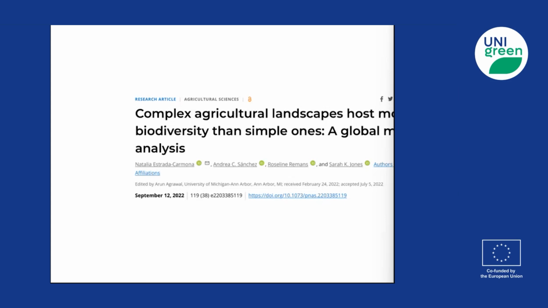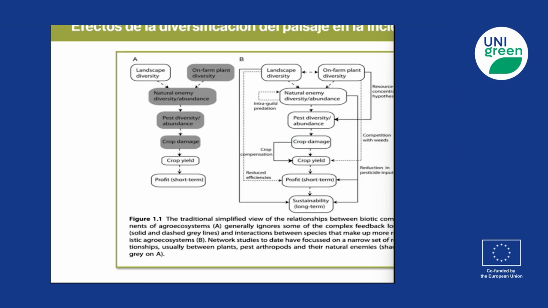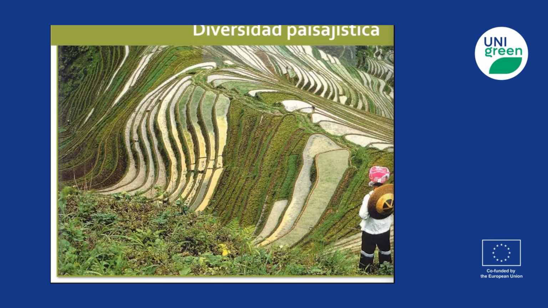This is a meta-analysis that is very important. And also the influence of the landscape on the natural enemies community. So you have landscape and on-farm plant diversity, so you are going to have more benefit. I'm going to show this in my talk.